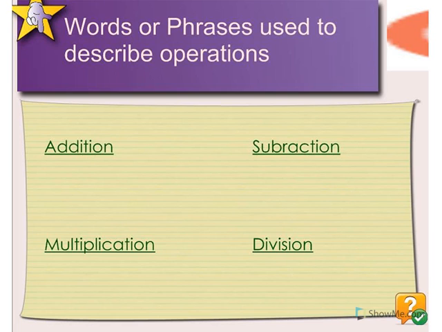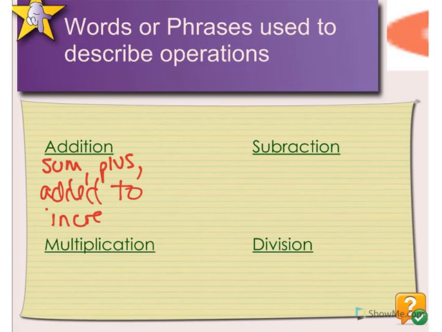Oh, I totally forgot about this one. Words or phrases used to describe operations. Because we're going to see word problems and things like that, these are really important to have down. You don't necessarily have to write them down again, although it wouldn't hurt. Different words for addition: sum, plus, added to, increased by.